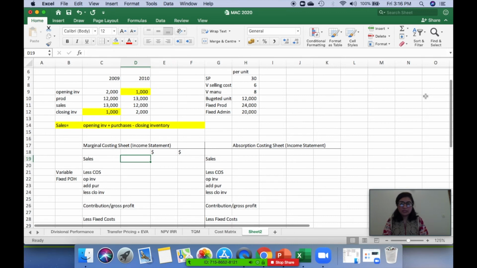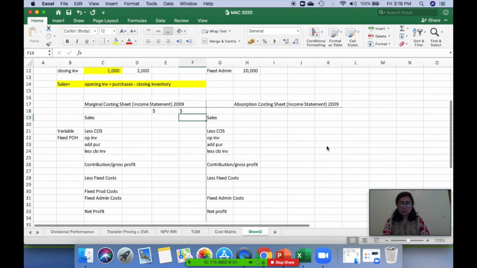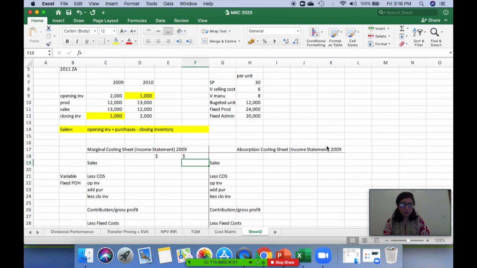To calculate sales, we have sales in 2009. So I'm going to make the sheet for 2009 for now, right? And this absorption costing sheet will also be of 2009. And once I've explained 2009, 2010 will be very easy for you to make. Okay. Sales was 30 pounds per unit. Total sales units in 2009, let me highlight sales by giving it a different color.